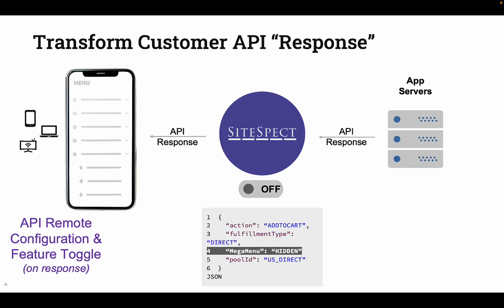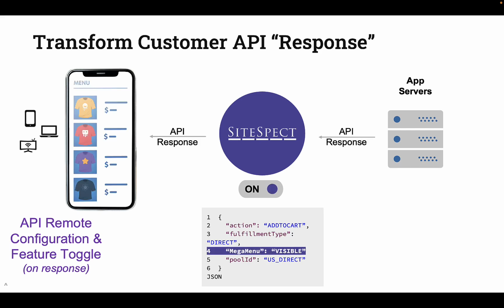Here's an example of a payload where we're just modifying a particular key value pair and turning a feature on and off. You can see the mega menu there. So 50% of the traffic will have the mega menu hidden, for example, and 50% will have it visible. That's a super simple example of feature flagging and toggling.